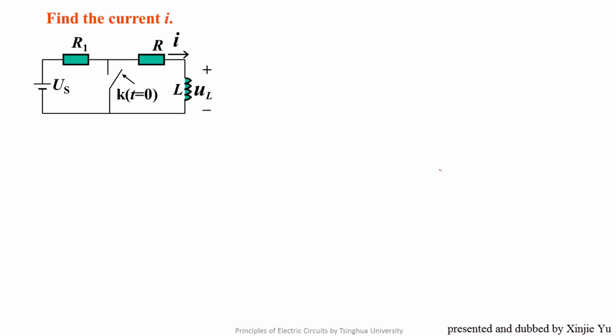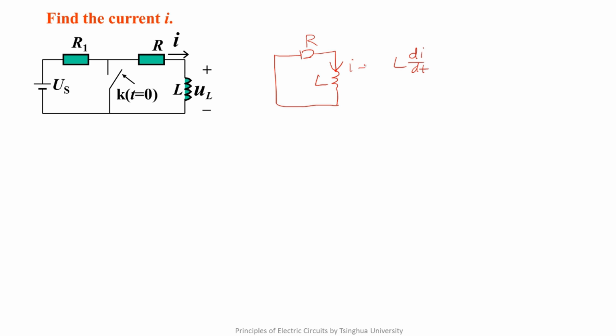Here is another exercise. The switch is turned on at t equals 0. We need to find the current i through the inductor. The equivalent circuit after switching is like this. L multiplied di over dt equals UL, plus UR, which is R multiplied i, equals 0. By applying KVL, we've listed the equation.